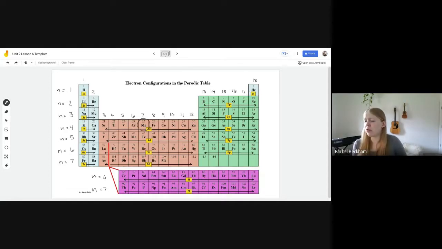Okay. So to do the shorthand notation for manganese, you've got to go to the previous noble gas. Do you remember what a noble gas is? A noble gas is all of the elements in group 18 right here. What I like to do is go to the next one. The next noble gas would be krypton, right?